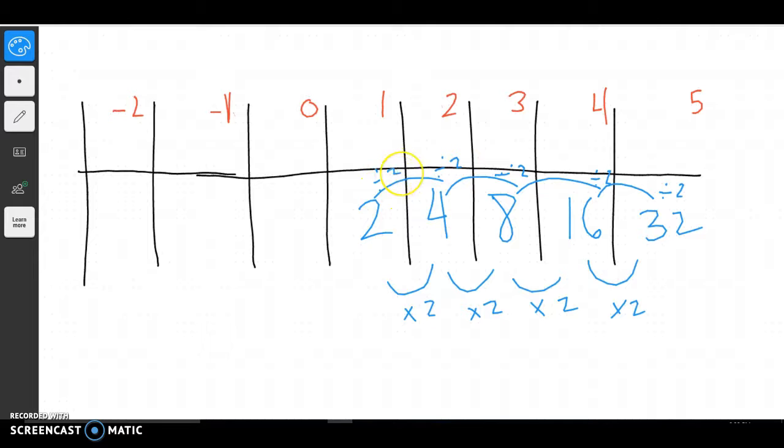And so when we keep dividing by 2, if we divide 2 by 2, that gives me 1. Well, how would I keep going? I could divide 1 by 2 and get a half. I could divide a half by 2 and get 1 over 4. And we can see how this pattern works.